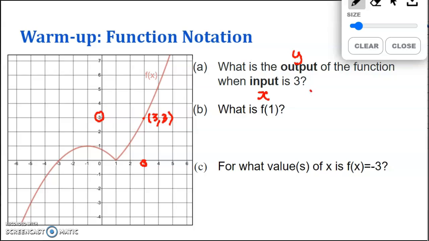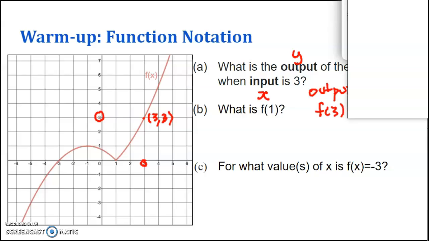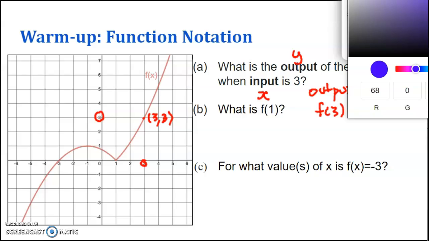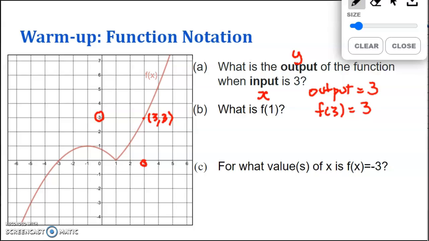So the output is 3. Or we can rewrite this as f of 3 is equal to 3 because the input was 3 and the output was 3. Okay, then the next question asks you what is f of 1? Well, this is the same as asking what is the output when the input is 1. It's exactly the same question.